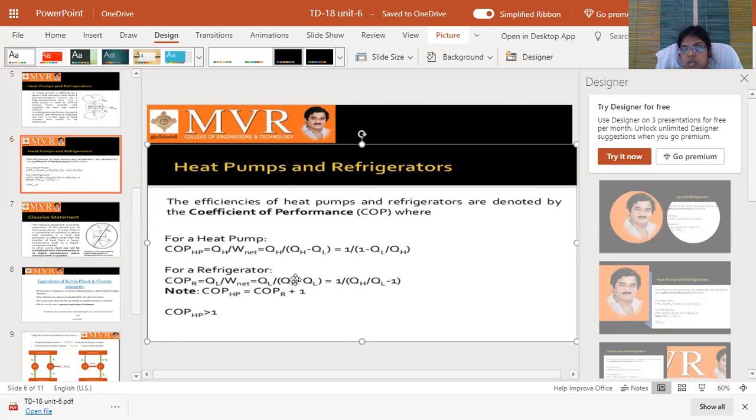For a refrigerator, the desired effect is QL. Here the COP of a heat pump is the COP of refrigeration plus 1. So the COP of a heat pump is greater than 1, and greater than the COP of refrigeration. The COP of a heat pump is equal to the COP of refrigeration plus 1, so the COP of a heat pump is always greater than 1.